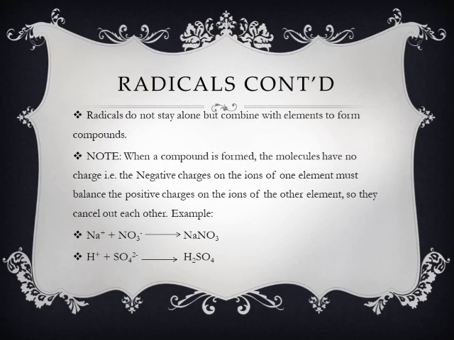Now, if you observe the products that are formed, you cannot see any positive charge or a negative charge at the top. These are compounds, they have no charge. These are molecules, they have no charge. But the ones that have the charges are the ions and the radicals.